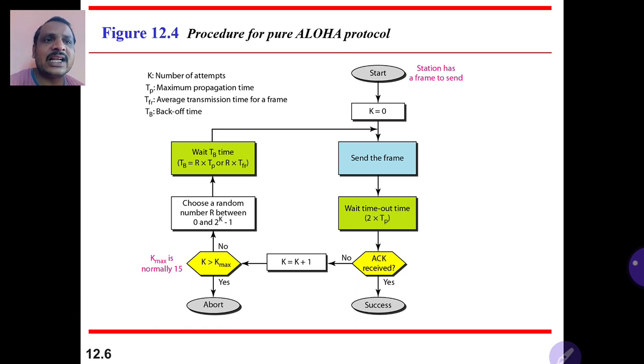Again waiting for an acknowledgement. If the acknowledgement is received in the second iteration, no problem, it succeeded. If not, what happens again? You go to k = k + 1. K will become 2 this time.